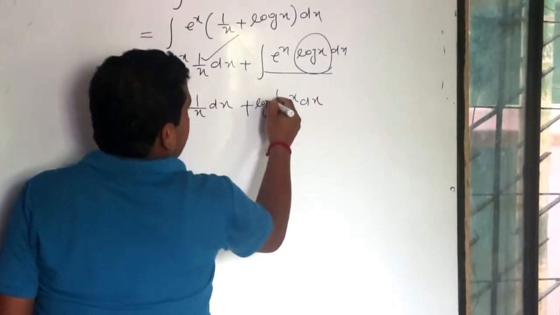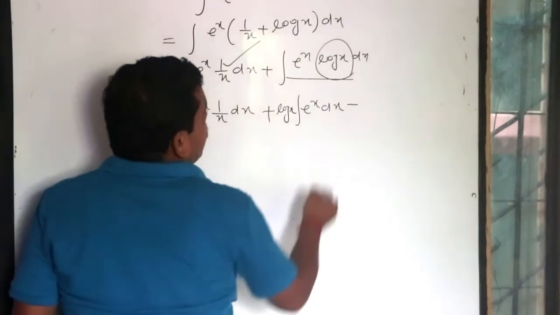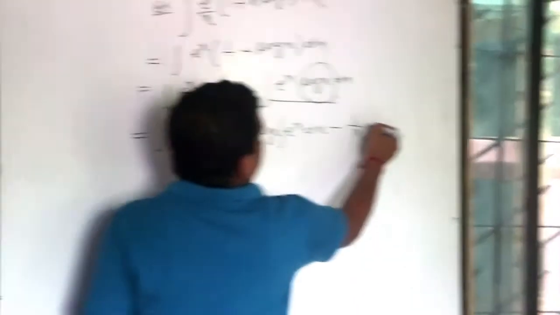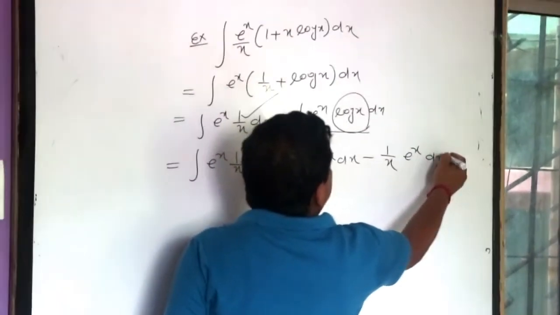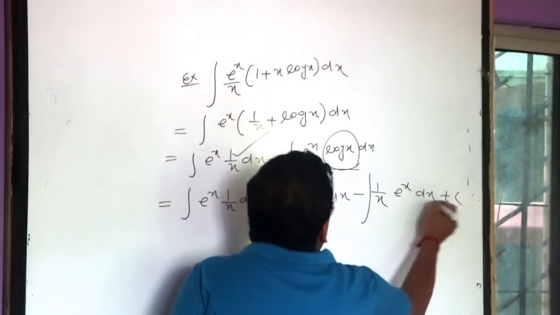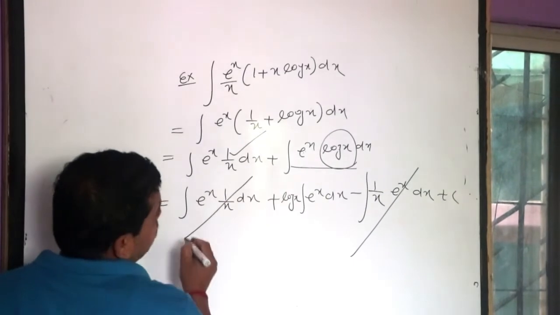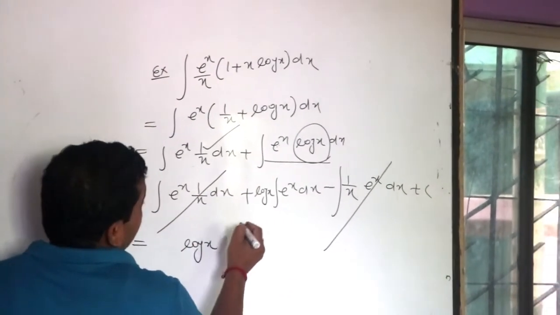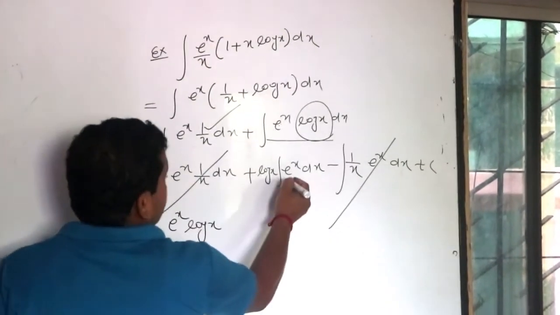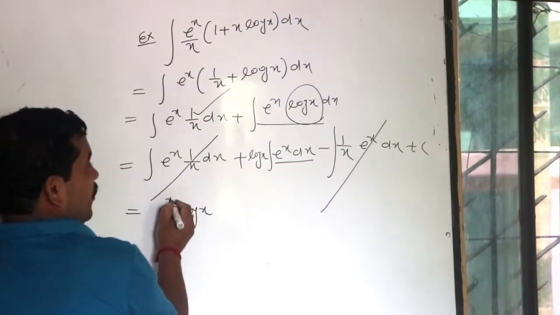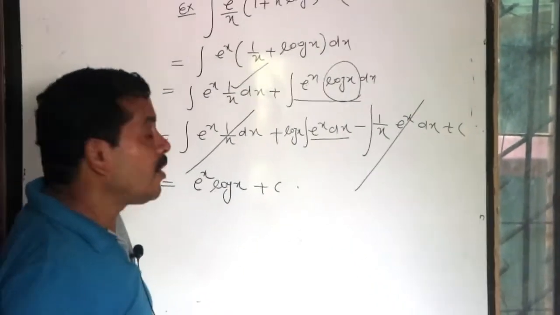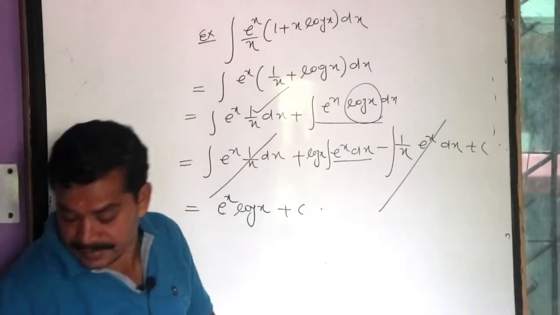log x is taken as constant minus derivative of log x is 1 by x, integration of e to the power x is e to the power x dx plus c. This integration will be cancelled with this integration. We have written only the answer: e to the power x, integration of e to the power x is e to the power x, and log x plus c. That is the easy method, also a very important technique.